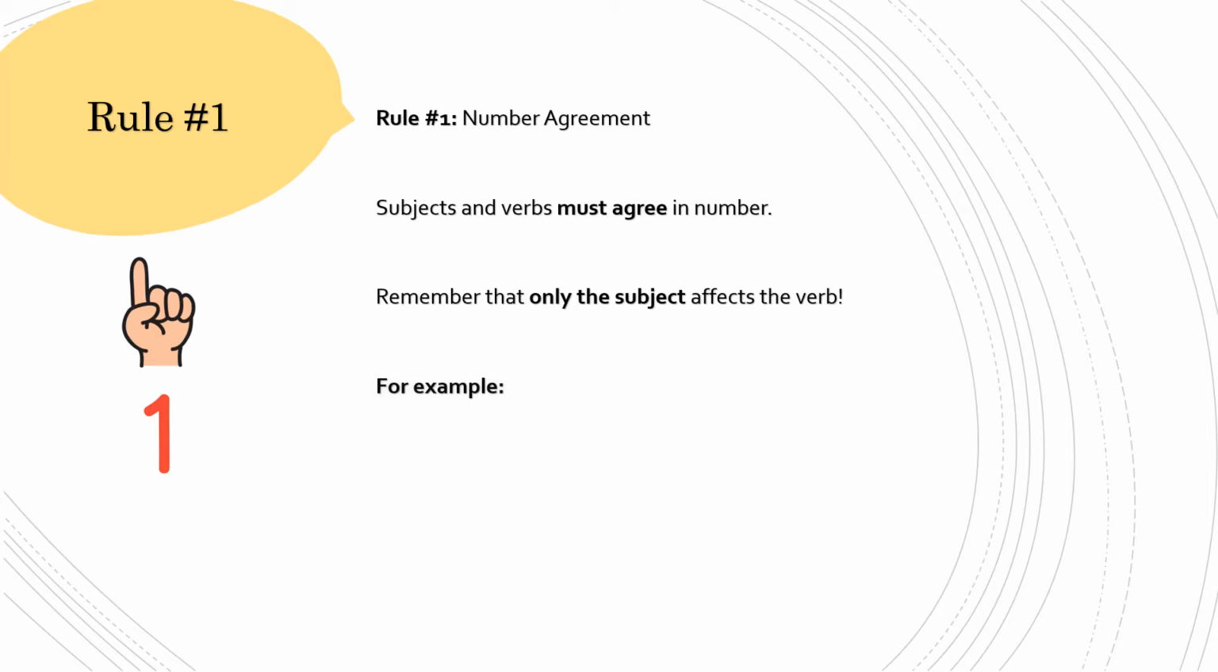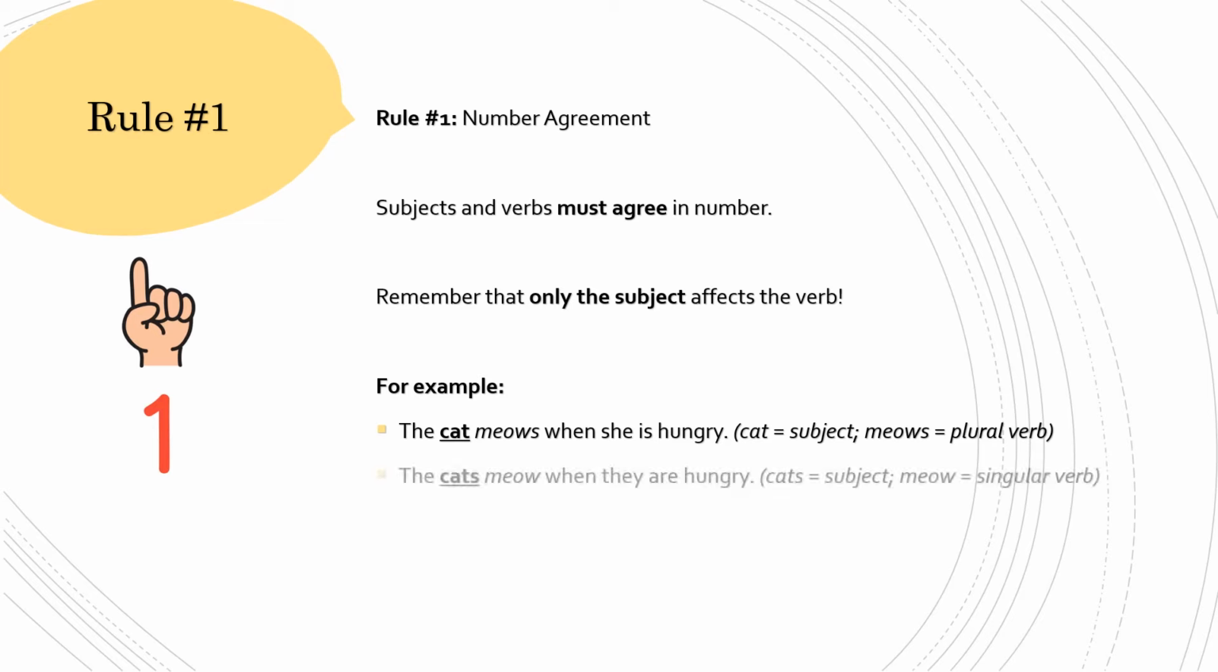For example, the cat meows when she is hungry. Cat is the subject, and meows is the singular verb. The cats meow when they are hungry. Cats is the subject, and meow is the plural verb.